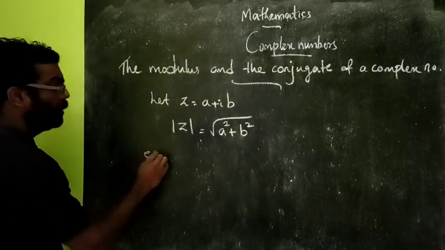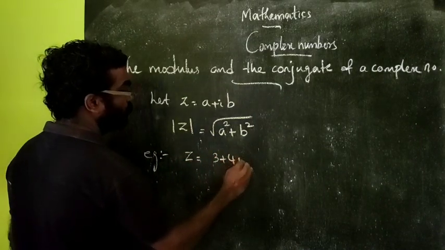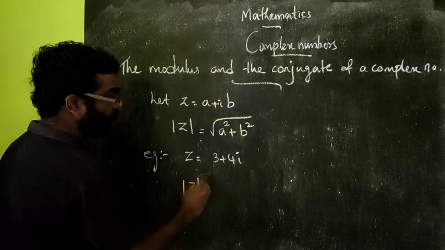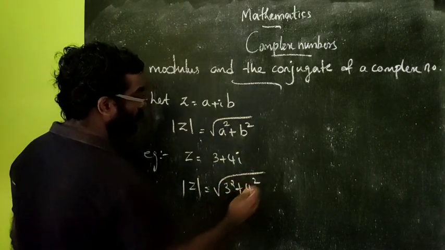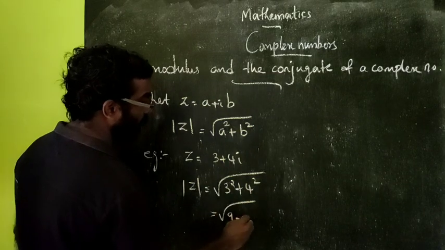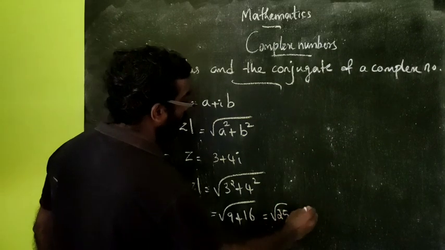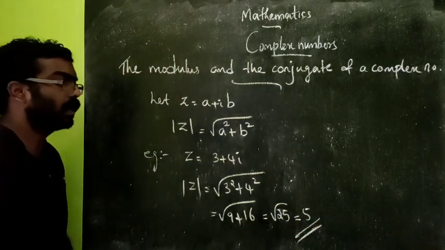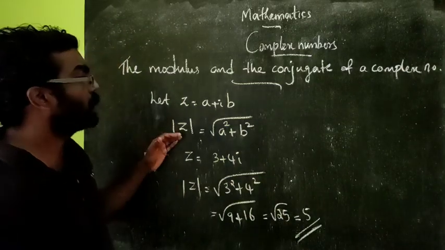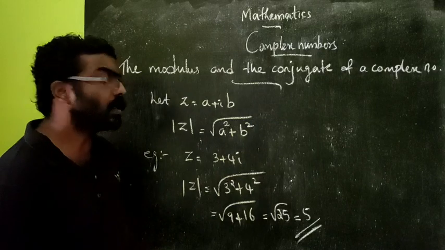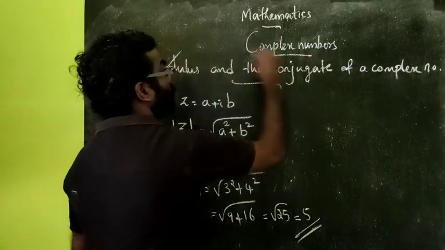Okay. For example, if z is equal to 3 plus 4i, then mod z will be equal to root of a square plus b square, that is 3 square plus 4 square, which gives root of 9 plus 16 is equal to root 25, and the value is what? 5. Okay. In this way we can solve any problem. Okay. So modulus of z is equal to root of a square plus b square. Clear?